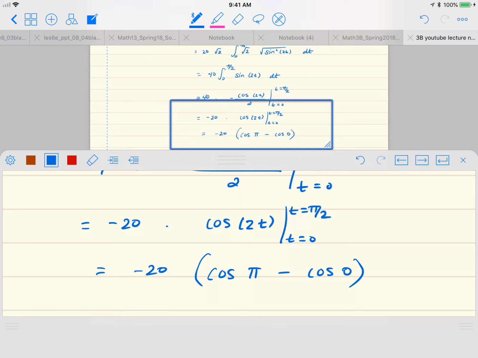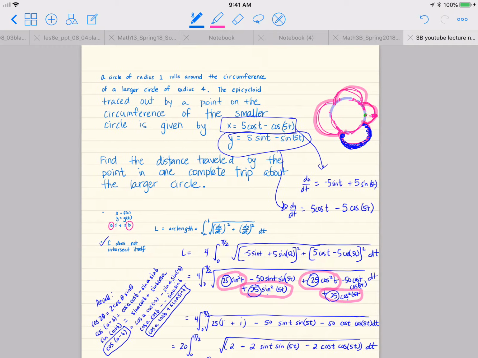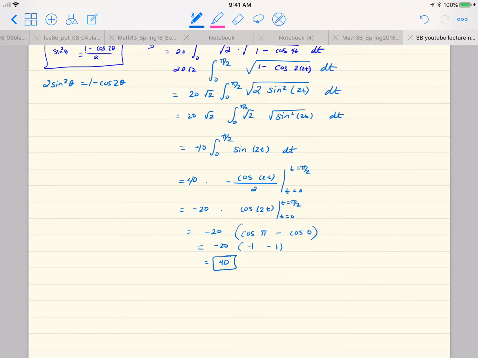And what is cosine of pi? Negative 1, minus cosine of 0, which is 1. Okay, so this should give us negative 2 times negative 20, which should be 40. All right, so that is the arc length.